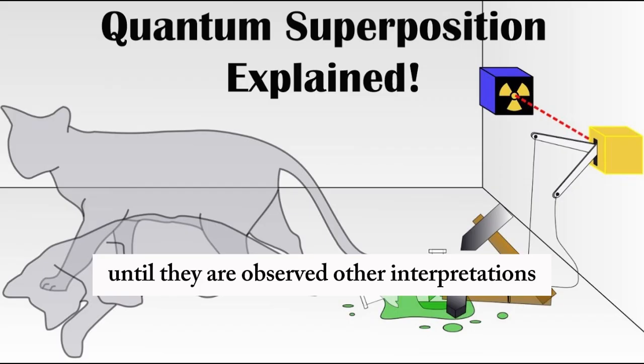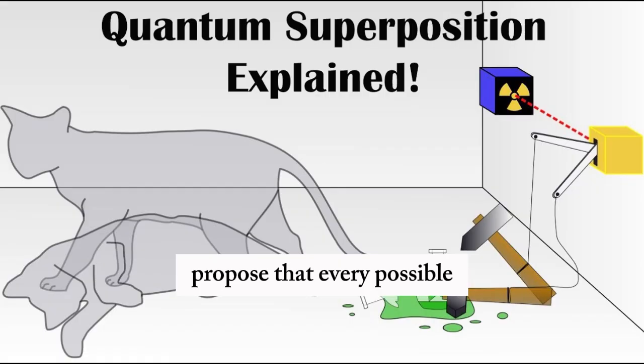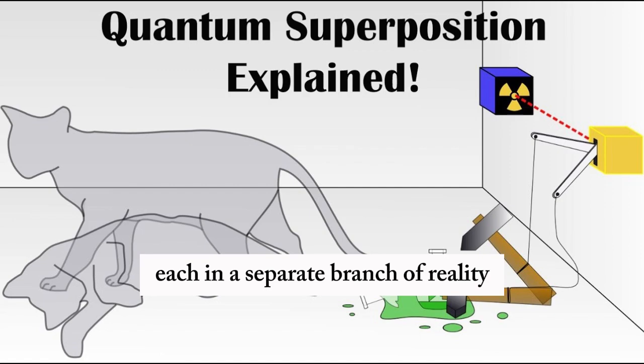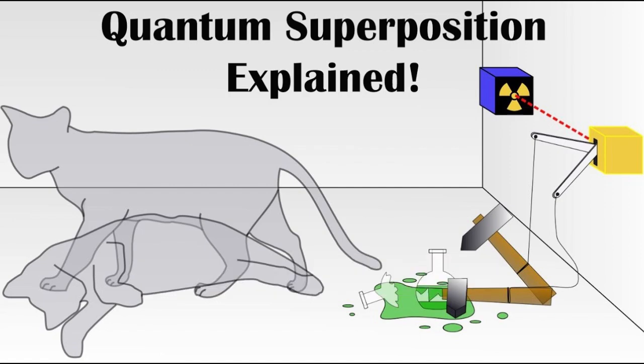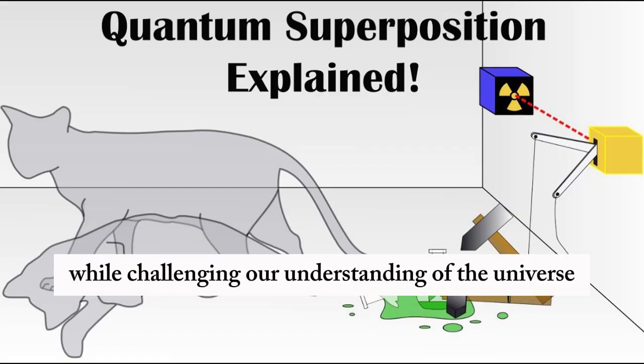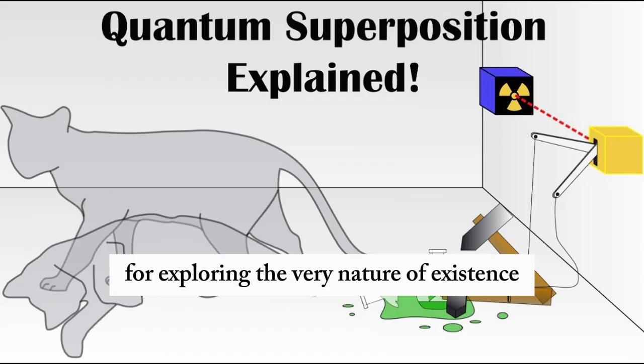Other interpretations, such as the many worlds hypothesis, propose that every possible outcome of a quantum event actually occurs, each in a separate branch of reality. Heisenberg's uncertainty principle, while challenging our understanding of the universe, has also provided new avenues for exploring the very nature of existence.